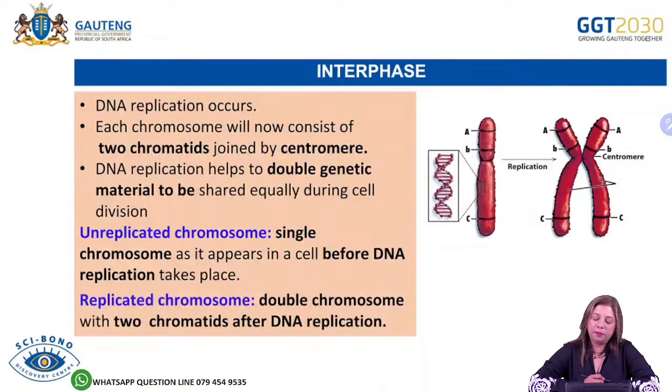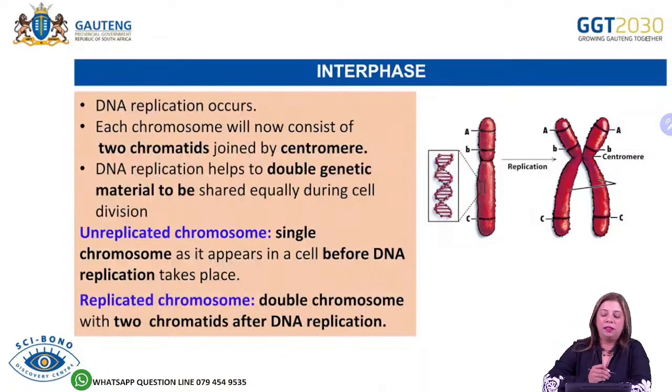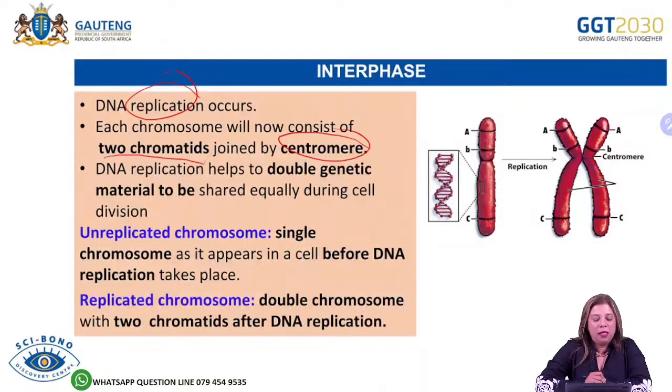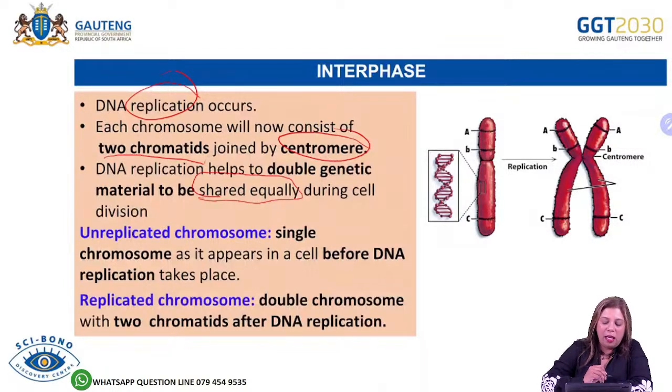Let's talk about the different phases of meiosis. Now we talk about interphase. Interphase is the preparation phase. This is where DNA replication occurs, and we have two chromatids which are joined by a centromere. You should know this by now. DNA replication helps to double the genetic material so that it can be shared equally. This is the main reason. So it can be shared equally during cell division.